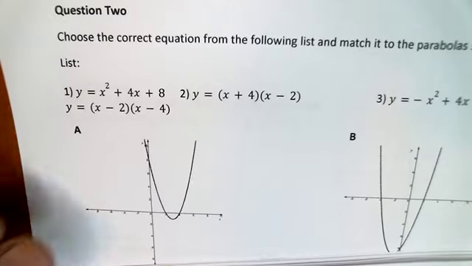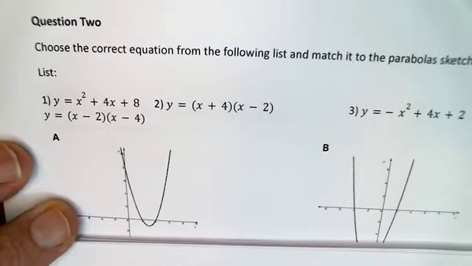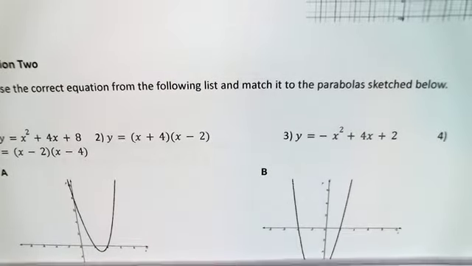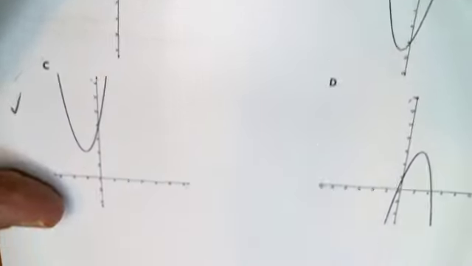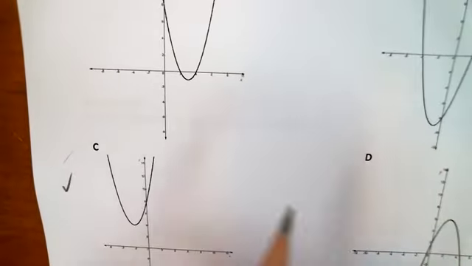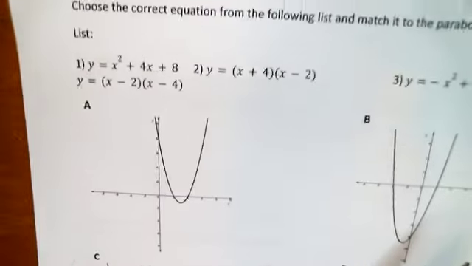Now, I've been given the challenge of doing some of these questions here. It says, choose the correct equation for the following list to match it to the parabolas sketched below. And we've got 4 parabolas sketched below. Now, you could just do this by a process of elimination. I've targeted 1 or 2 here with ticks to draw.